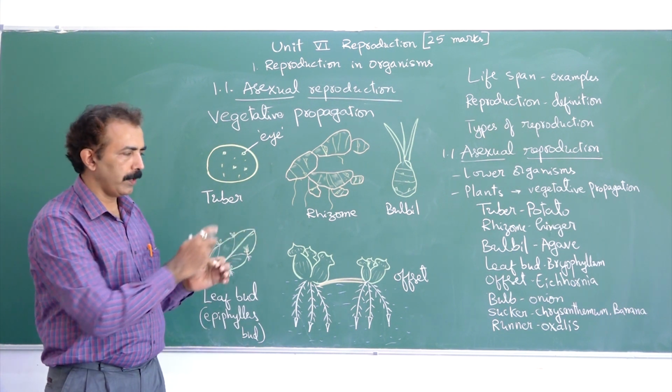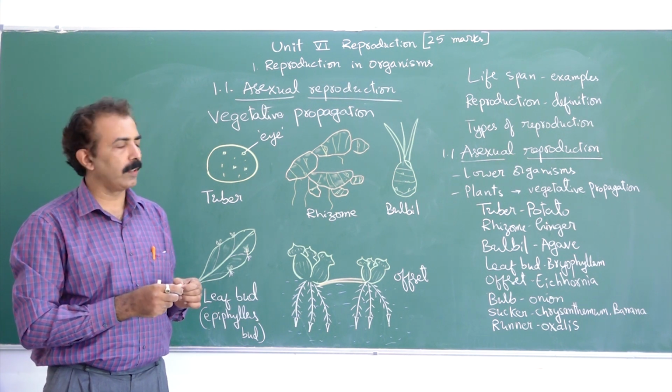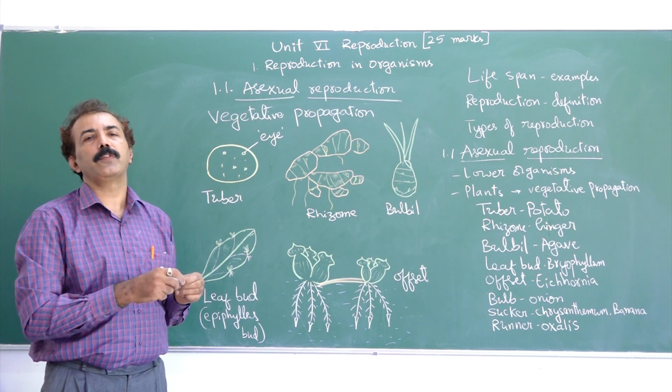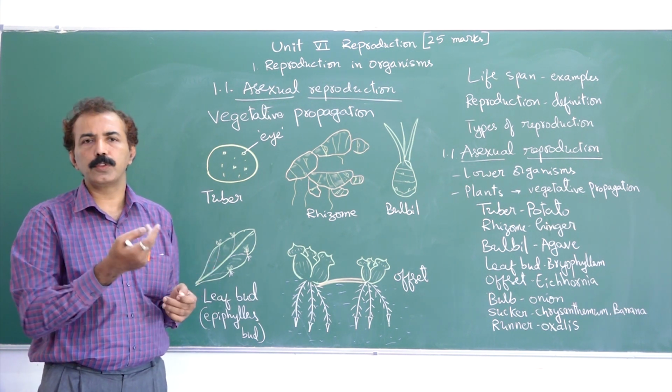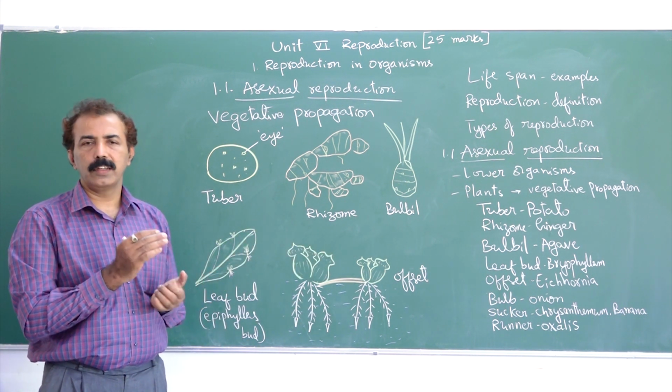They give you the example, they ask you what type of modification it is, or they give you the modification, they ask you the example. Give an example for sucker, give an example for offset, example for bulbil, and so on. One more example is runner.